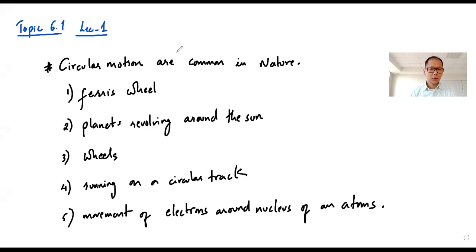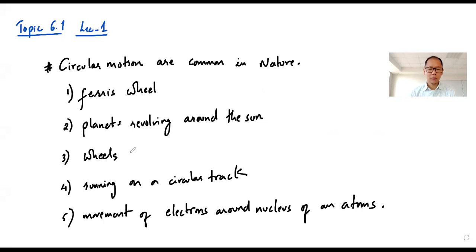Circular motions are very common in nature. Some examples of circular motion could be a Ferris wheel. I'm sure you all know what a Ferris wheel is, right? Another example is planets moving around the sun. When a planet is moving around the sun, it is taking a circular path.